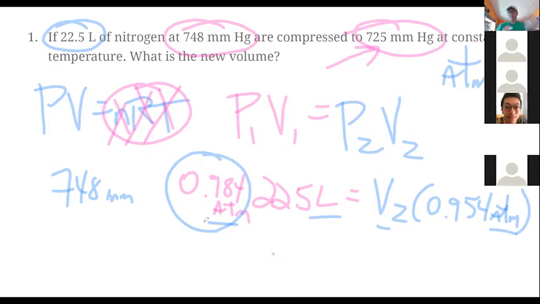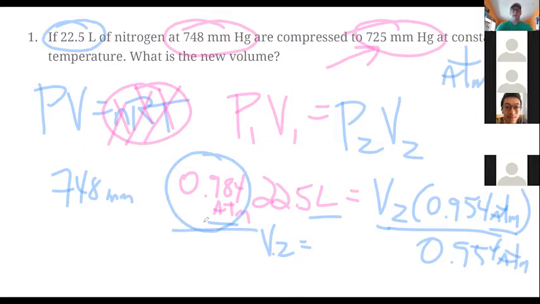So just remember that it's usually a good idea to convert to atmospheres, but it's not always required if you're not dealing with the gas constant. So now all we have to do is solve for V2. To solve that, we just divide both sides by 0.954 atmospheres. And you can see this is where your units would cancel out. So if we had millimeters on both sides, we would have canceled out millimeters on both sides.